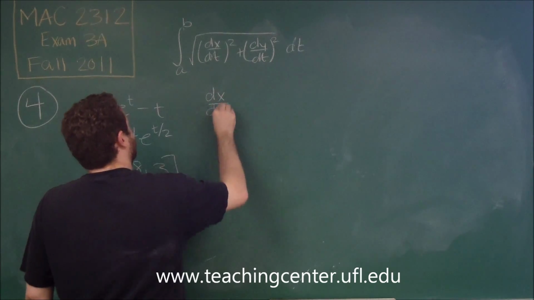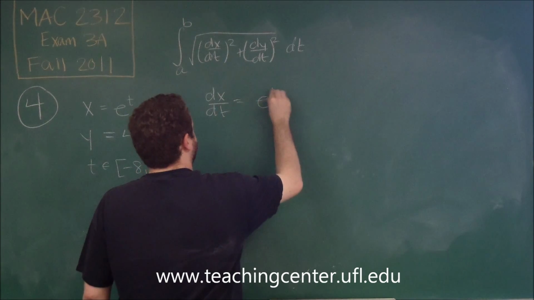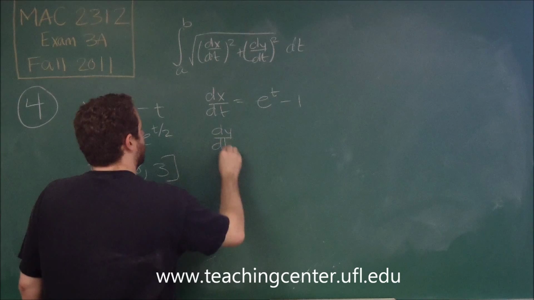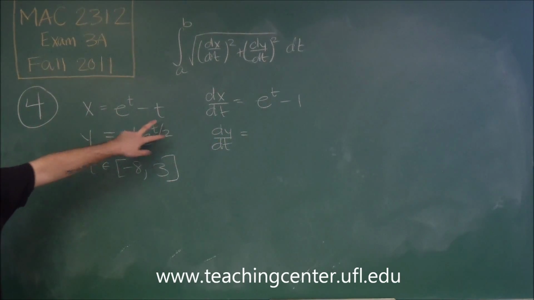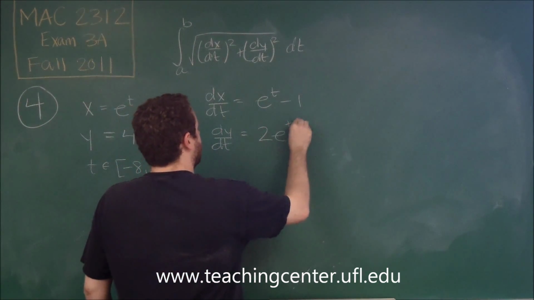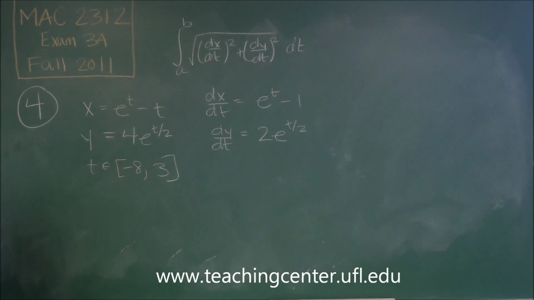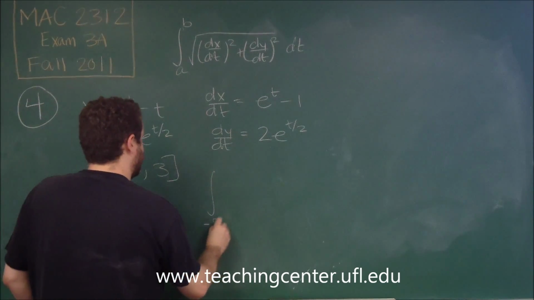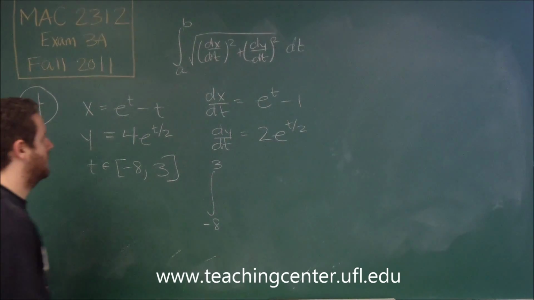So dx dt is the derivative of this right here, and we would get e to the t minus 1. dy dt is the derivative of y here, so we'd have to bring half down from the power, but otherwise you would leave the power the same, and we get 2e to the t over 2. So we have dx dt and dy dt, so we're going to be taking the integral, and we know this is going to be from -8 to 3 because of the range of t's we were given.